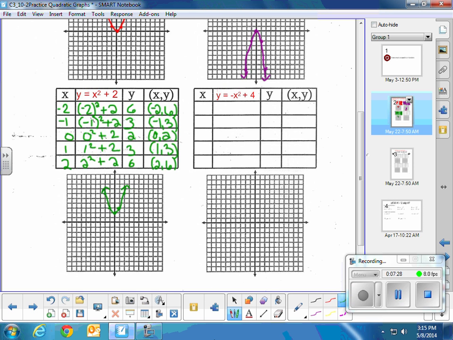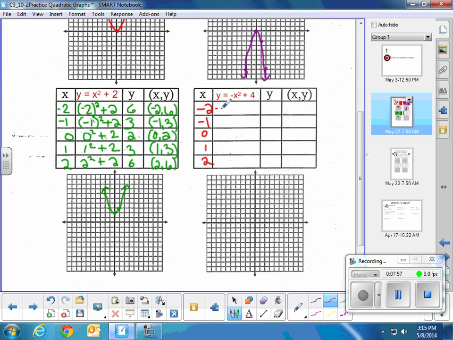Now our last example is the trickiest one of the bunch. The part that's tricky here is you'll notice it's y equals negative x squared plus 4, or the opposite of x squared, plus 4. So you're going to want to figure out what x squared is and then take its opposite and then add 4. Let's plug in the same numbers for x again and you'll see what I'm talking about.